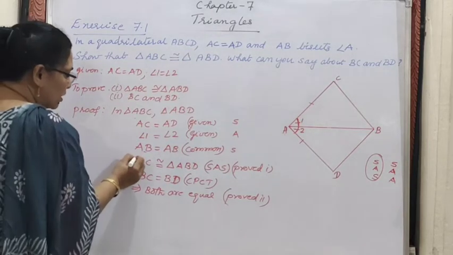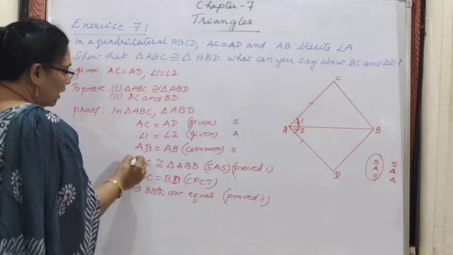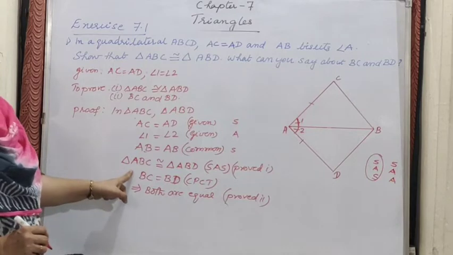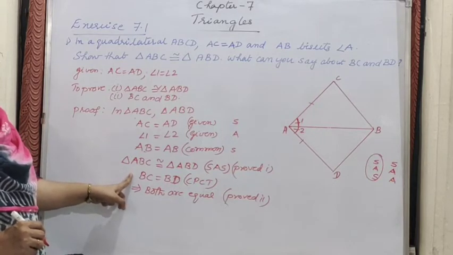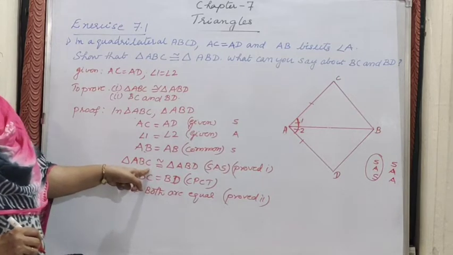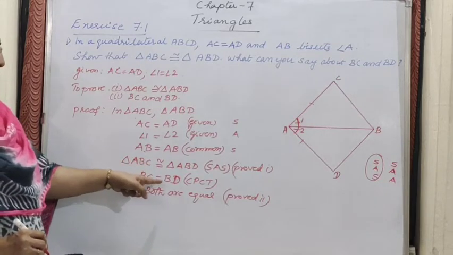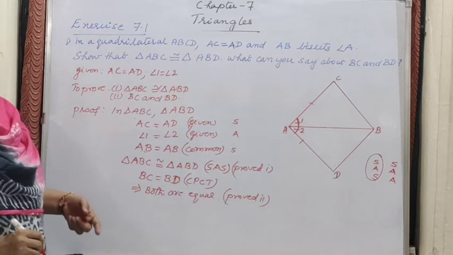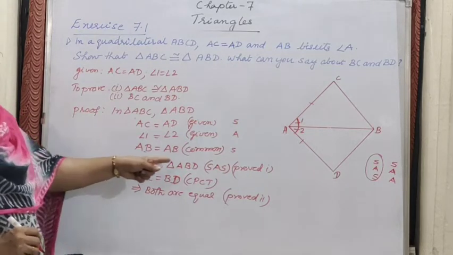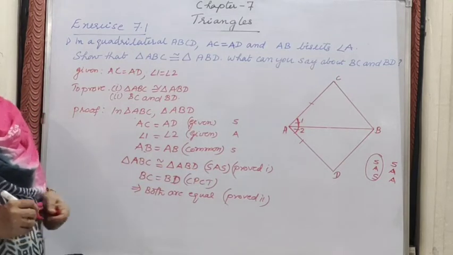So what is the next step? We got triangle ABC congruent to triangle ABD by SAS. Now BC and BD are equal by CPCT, because both sides are equal by this congruency. This is an application of this. Next step is CPCT, so we proved the second part also. So this is an easy question. The first criteria is SAS, and based on that we have written CPCT.